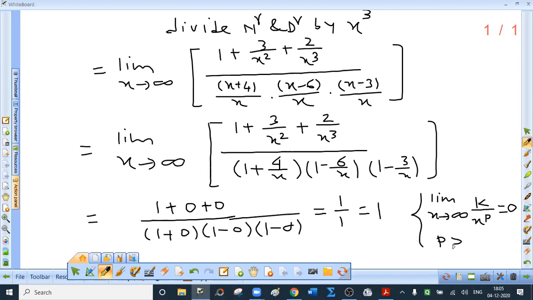And what is p? Restriction on p: p has to be greater than 0. Here p is 2, 3, 1, 1, 1. So the final answer is 1.